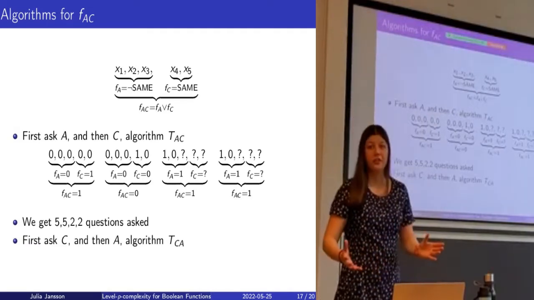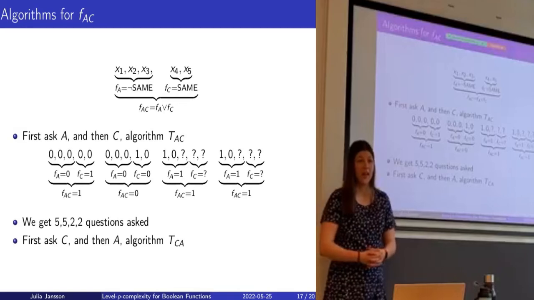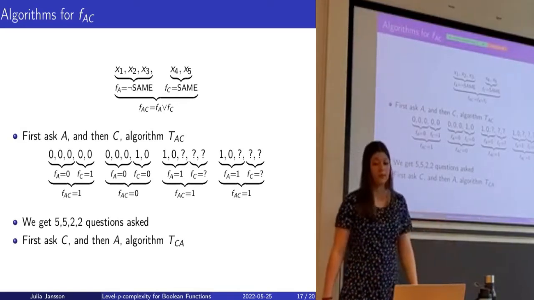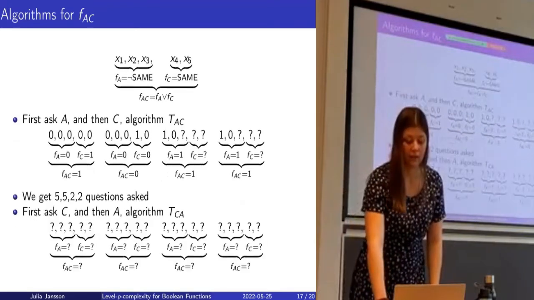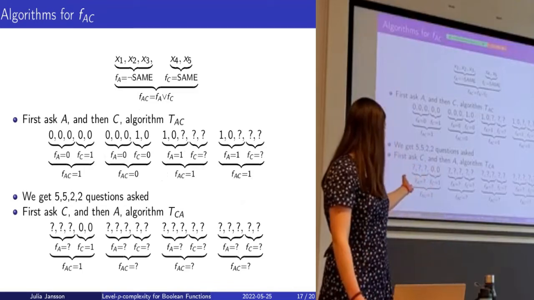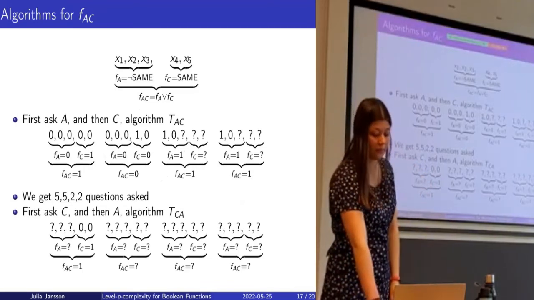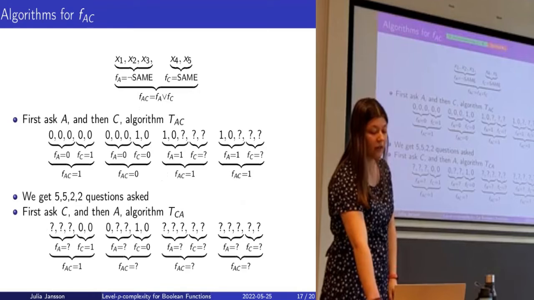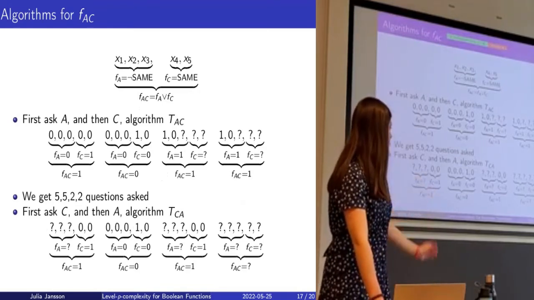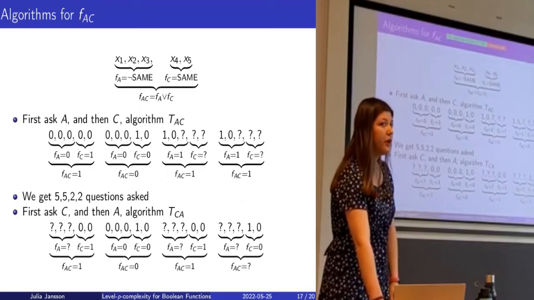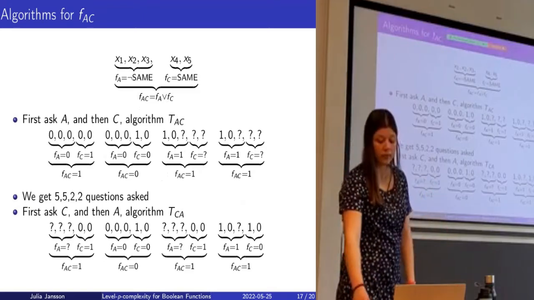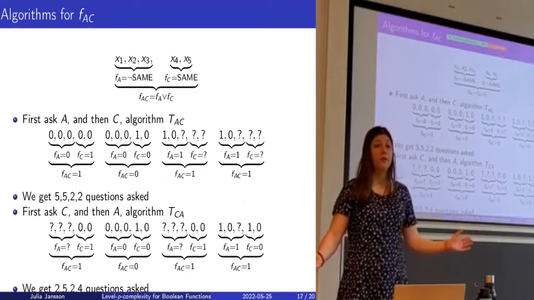Then we try the other algorithm, which is to first ask the bits in C, and then A if needed, which we call TCA. And in this case, we have that FC is 1, FAC is 1 with two questions asked. Second one, we have to ask all of them. The third one is the same as the first. And then the last one, it's enough if we ask four questions to know the result. So we get 2, 5, 2, and 4 questions asked.